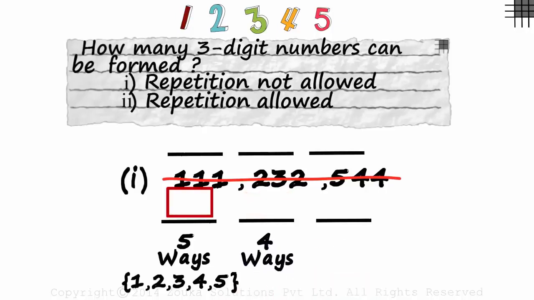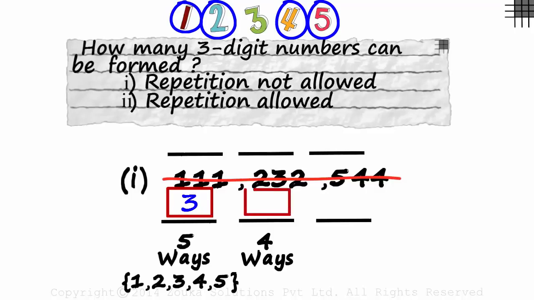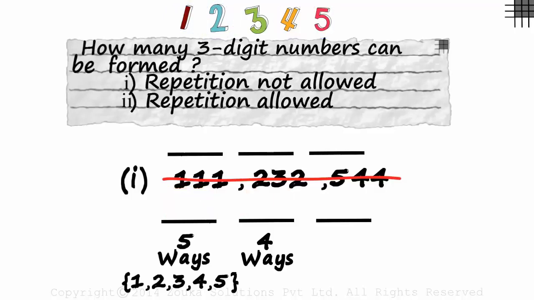If we fill the first slot with 1, we have 2, 3, 4, 5 as possibilities here. If we fill the first slot with 3, we have 1, 2, 4, 5 as the possibilities for the second slot. Now tell me, having filled the first and the second slot, in how many ways can the third slot be filled?